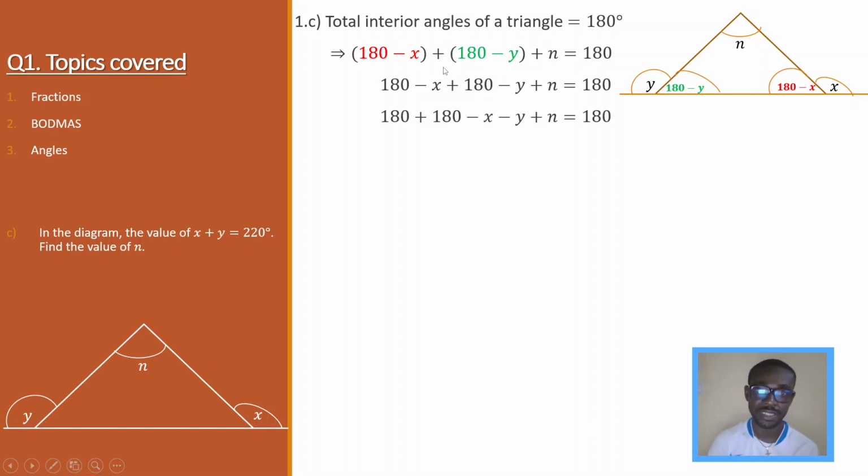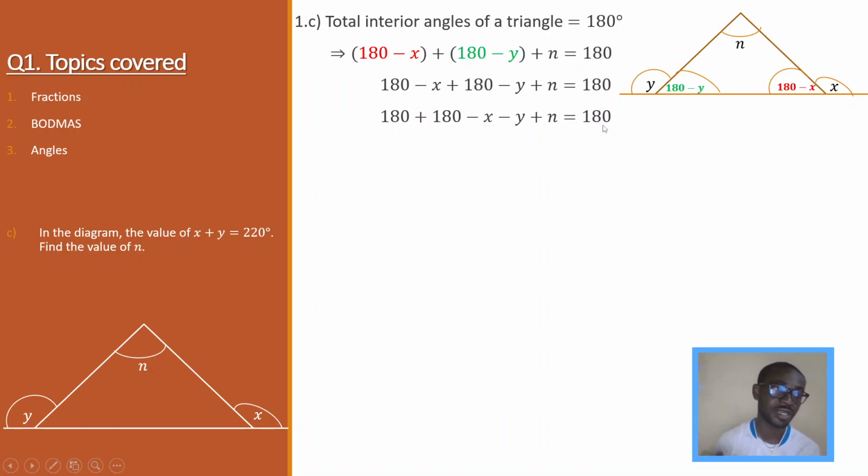So we bring the 180 to his friend here. So that's 180. It is positive. So when it comes here, it becomes 180 plus 180. And we have minus x here. It was minus x here. So it's still minus x. Then minus y. Then plus n equals 180.